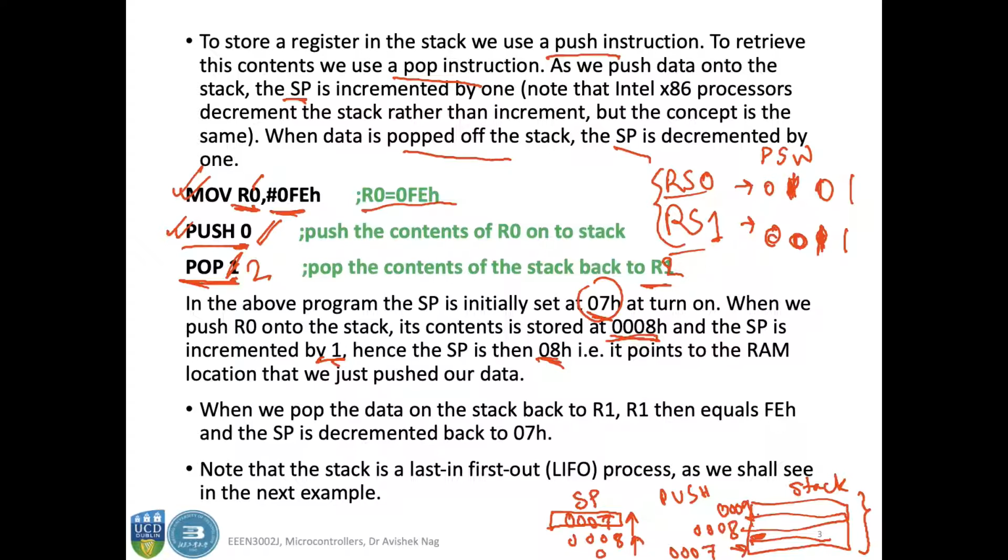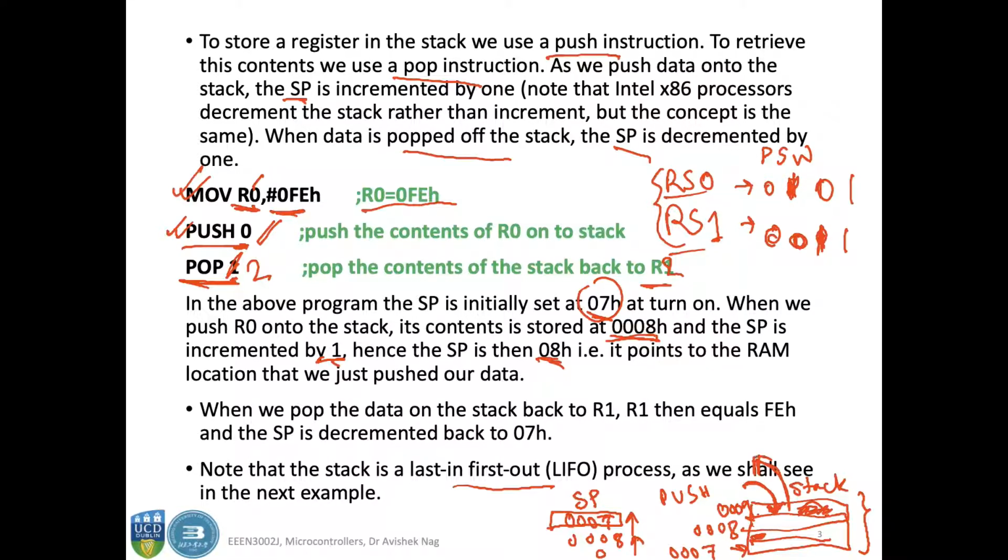Okay, so let's see this example. What is the value of R2 and the stack pointer register at the end of the following assembly program? Let's say your R0 contains this after you execute this instruction. Then the next instruction is moving this number to R1. Okay, so now you are doing push 0.